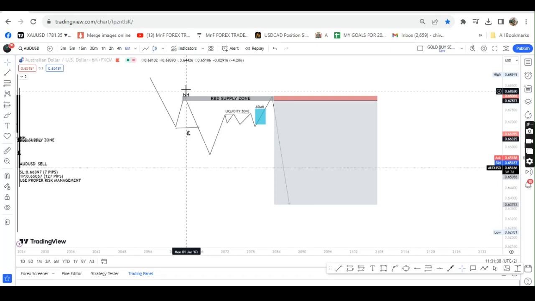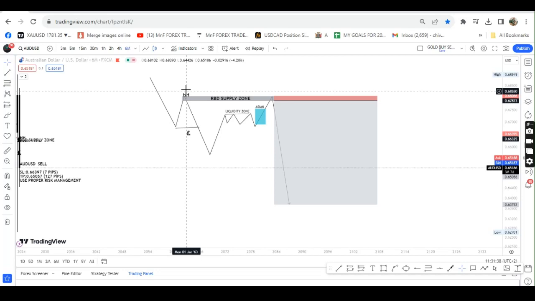Once we have that, you always have to make sure that there's a break of structure to the downside. And I always recommend that the candles that initiate this break of structure are made of big momentum candles, because we understand that big momentum candles are inefficiency candles, and inefficiency candles are a sign that there are unfulfilled orders above or below those candles, right? So we always have to make sure that we are looking for those candles.